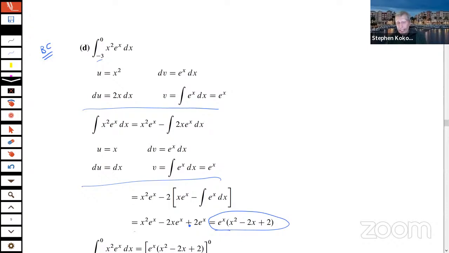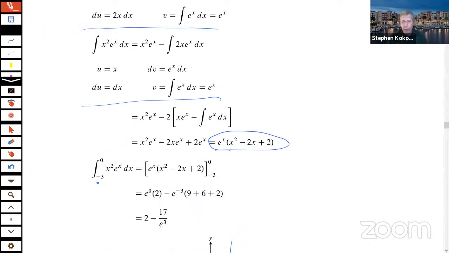And so what I did here is I went back to my original definite integral. There's an antiderivative, and I have to evaluate that at the upper bound and the lower bound. Plugging in the upper bound isn't bad because that's 0, that's 0. So I just have a 2 times e to the 0, or 2. Plugging in a -3, I think I did everything okay there, and I did a little bit of simplification. And I think I've got 2 minus 17 over e cubed.